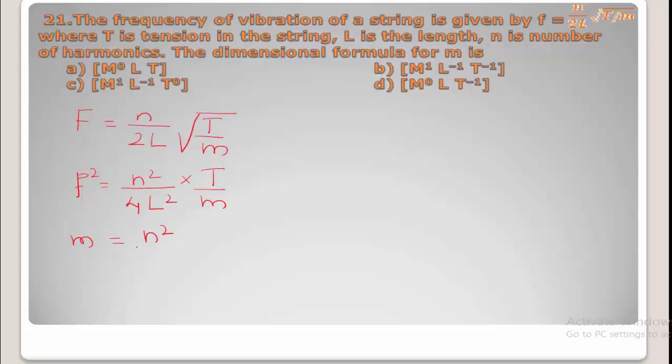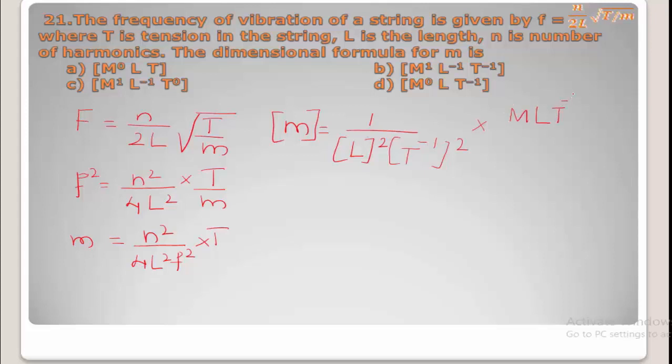M is equal to n squared divided by 4 L squared f squared into T. Now substitute the dimensions for all the terms. What does it become? M is equal to, so n is the number of harmonics, it is a constant. 4 is also constant. Here L is the length, so the dimension for length is L, and it is squared, so it becomes L squared. And the dimension for frequency is T raised to minus 1, whole squared, into tension, which is nothing but M L T raised to minus 2.